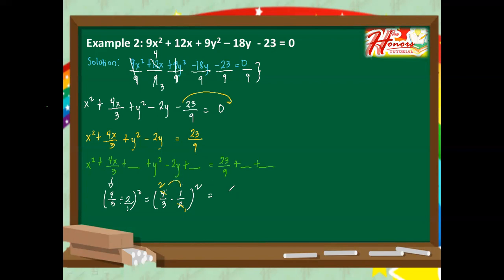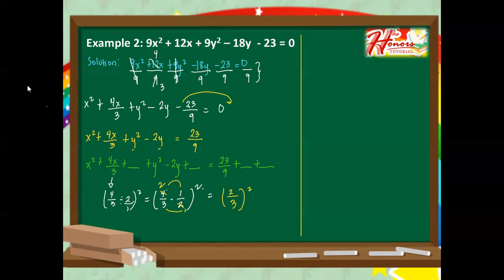2 times 1, that's 2. Let's write a parenthesis here. And then 3 times 1 is 3. Then don't forget about the exponent, that's still 2. And then how about that? Let's use the other side to continue solving. Let's just put a line here for us to distinguish that this is the other solution. Let's write it.